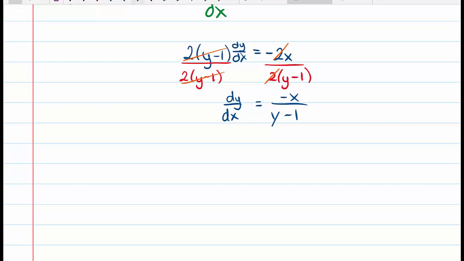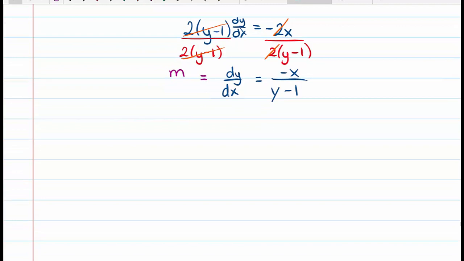There's dy/dx. Again, recall, this is a slope, right? We found the slope. That's awesome. That's not an easy thing to do, and we just did it. So step 3 is to evaluate.